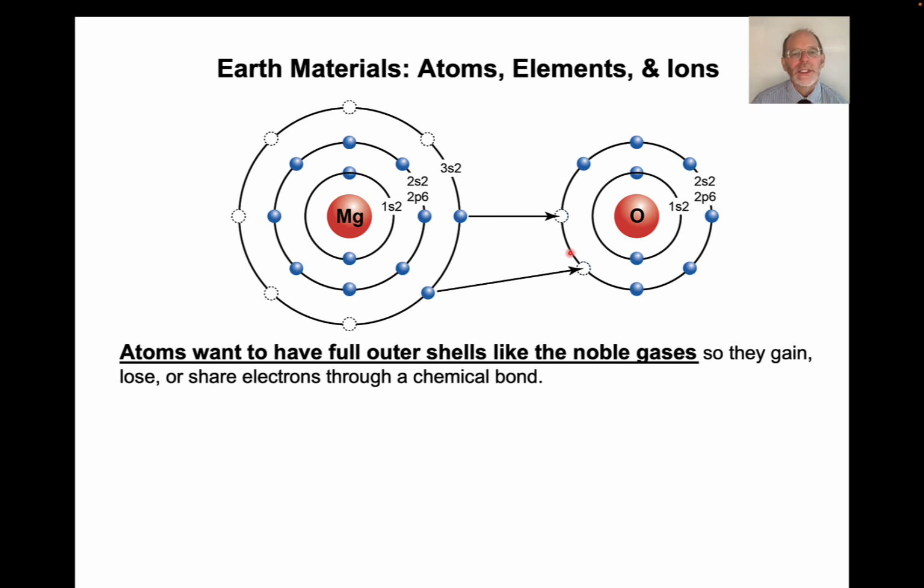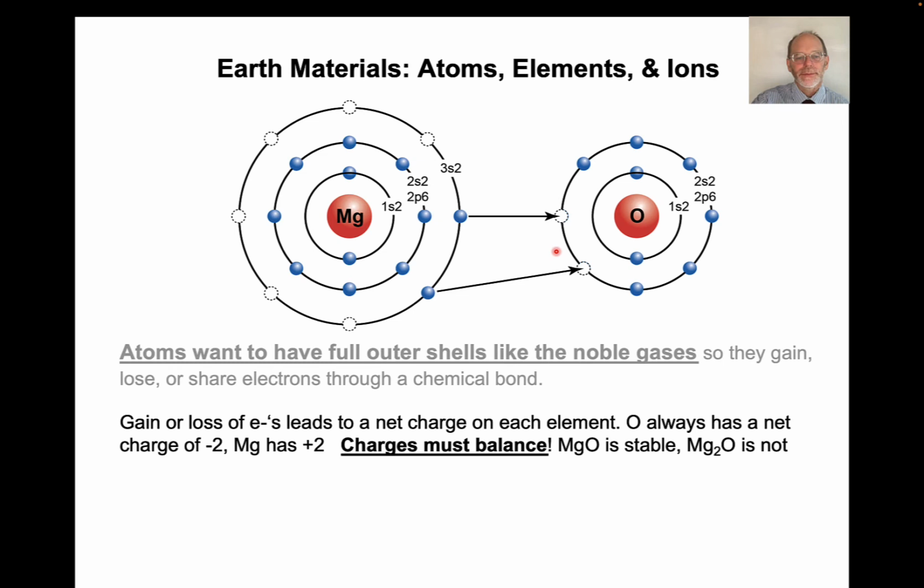As a consequence, elements like magnesium and oxygen would like to gain, lose, or share electrons through a chemical bond. In general, magnesium would like to lose these 2 electrons, and oxygen would like to gain these 2 electrons. The gain or loss of electrons leads to a net charge. So oxygen always has a net charge of -2, and magnesium always has a net charge of +2.